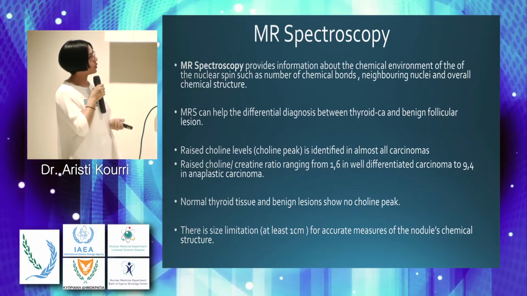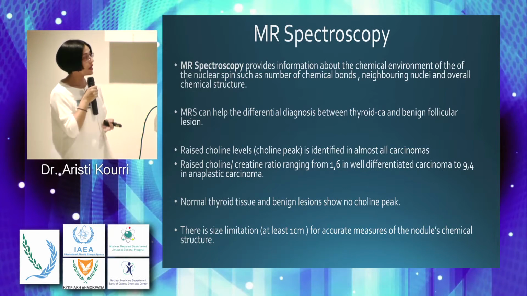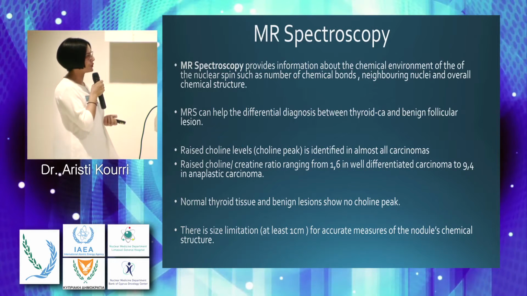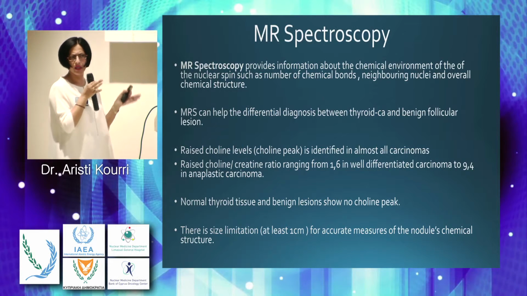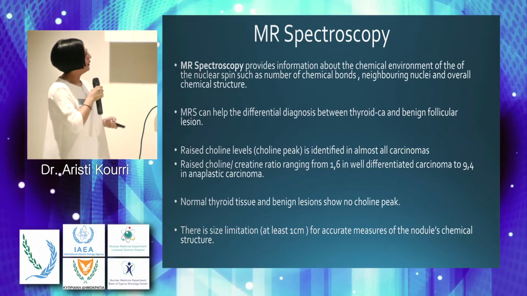MR spectroscopy is about chemistry. It provides information about the chemical environment of the nuclear spin, such as the number of chemical bonds, neighboring nuclei, and overall chemical structure. MR spectroscopy can help in the differential diagnosis between thyroid carcinoma and benign follicular lesion. Raised choline levels, a choline peak, is identified in almost all carcinomas, not only in the thyroid, but in the brain or any other carcinoma.